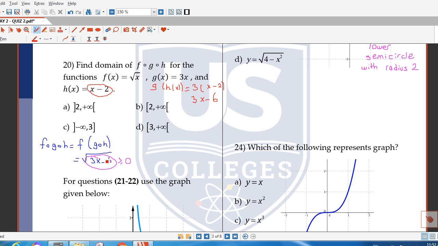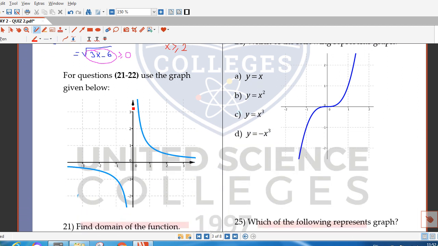It is a radical expression. Inside of the radical should be greater than or equal to 0. 3x greater than or equal to 6, x greater than or equal to 2. Numbers greater than or equal to 2 will be the answer.